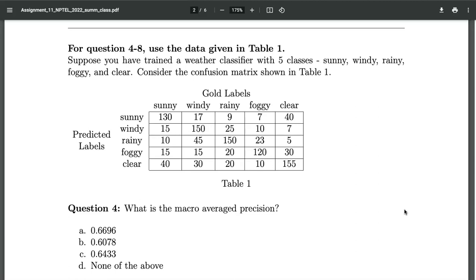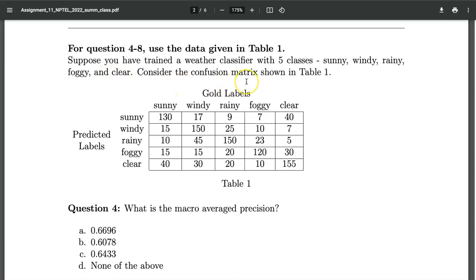Okay, so let's start with the week 11 assignments problem. We will solve the numericals that have been given in the assignments. So let's start with question 4. In this question, they're asking: suppose we have trained a weather classifier with 5 classes: sunny, windy, rainy, foggy, and clear.